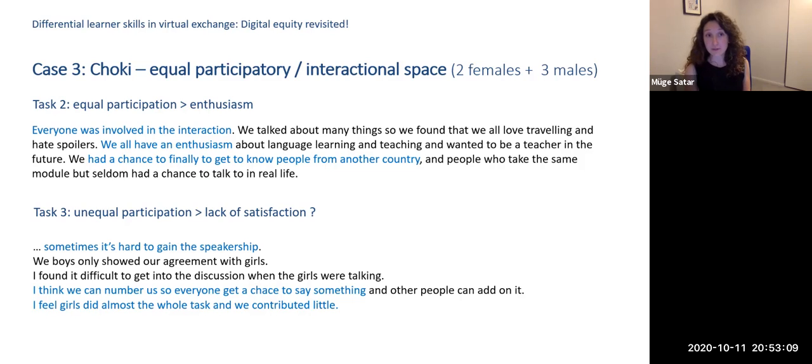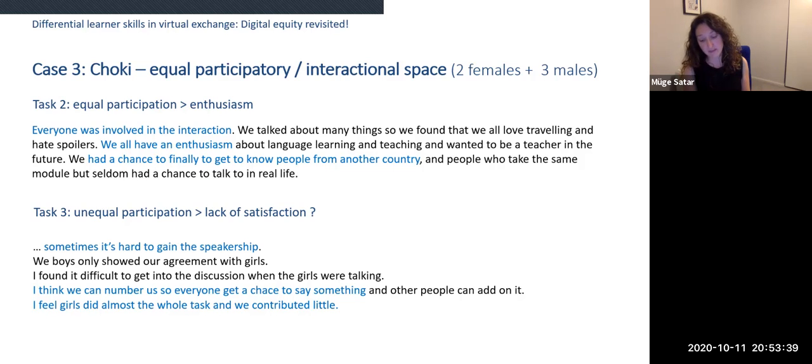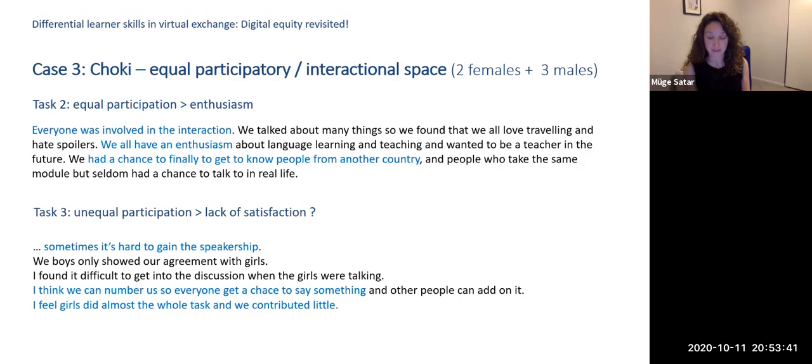So for task 2, he was enthusiastic and reported that everyone was involved in the conversation and felt that he was finally getting to know others. However, in a self-reflection following task 3, he reported his lack of contribution to the task and amount of interactional floor he was able to hold. He said that he was not happy with not being able to gain speakership and proposed certain structures to be put in place to enable equal participation and interactional space.